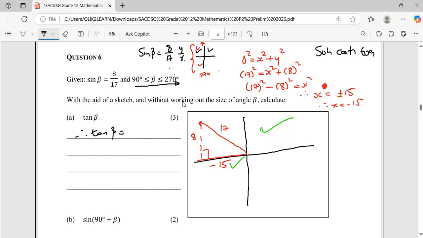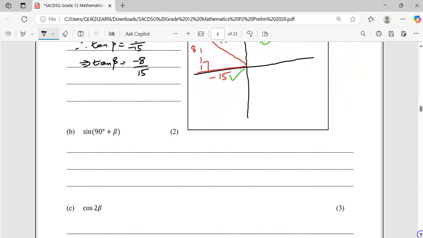Okay, it will be 8, which is y all over hypotenuse, y all over minus 15. That is the answer for tan. Even if you write it like this and say that the tan of beta is equal to minus 8 over 15, it is fine. Right. So let's go to the next one. I know this is easy.